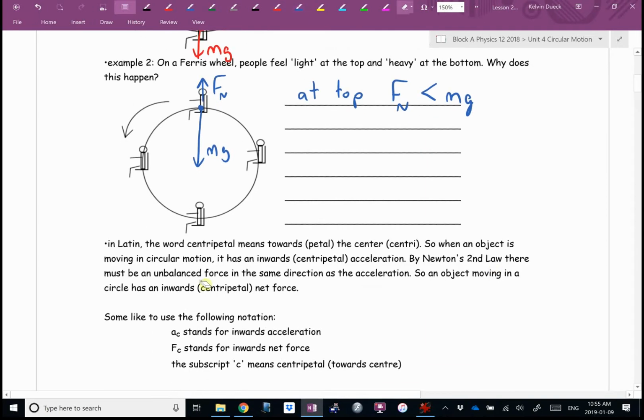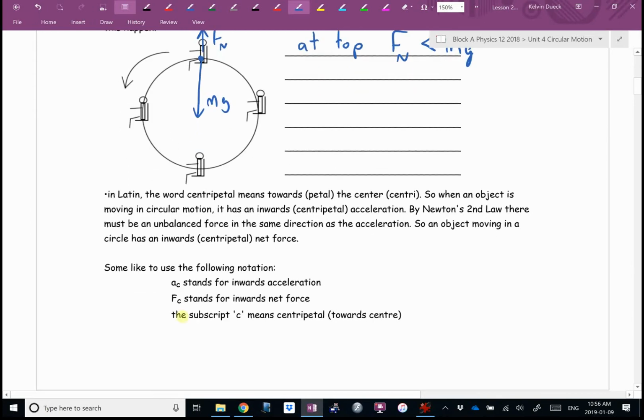So by Newton's second law, there must be an unbalanced force in the same direction as the acceleration. An object moving in a circle has a centripetal net force. Here is by far the most common mistake kids make. Some like to use the following notation: AC for centripetal or inwards acceleration, FC for inwards or centripetal net force, where the C means centripetal.